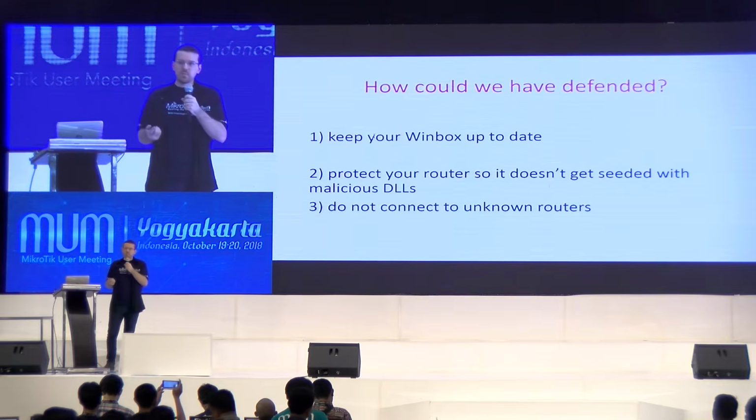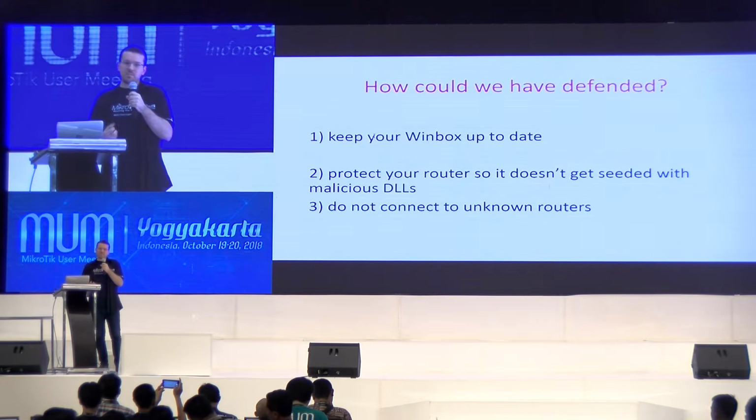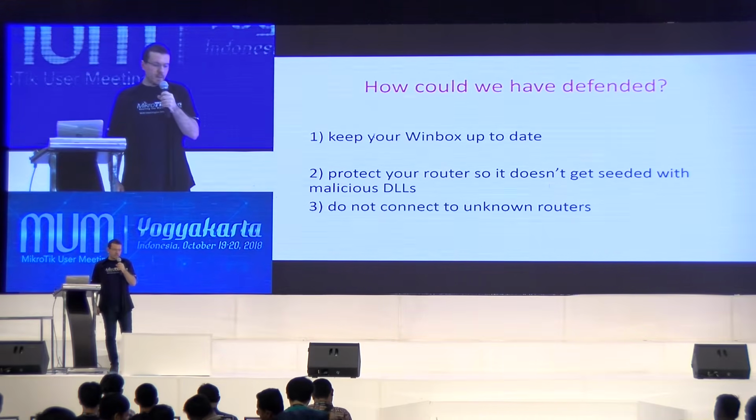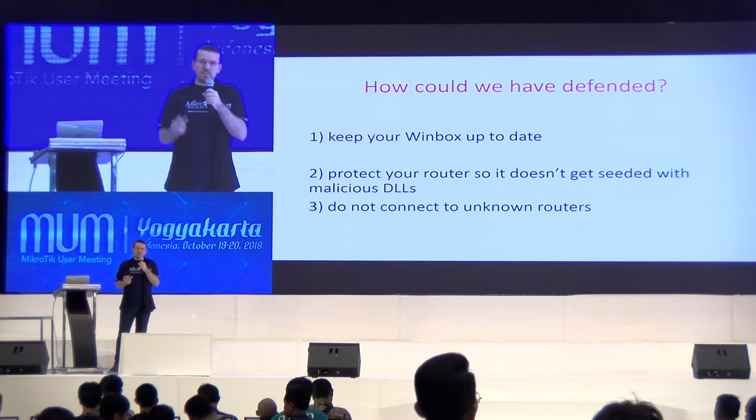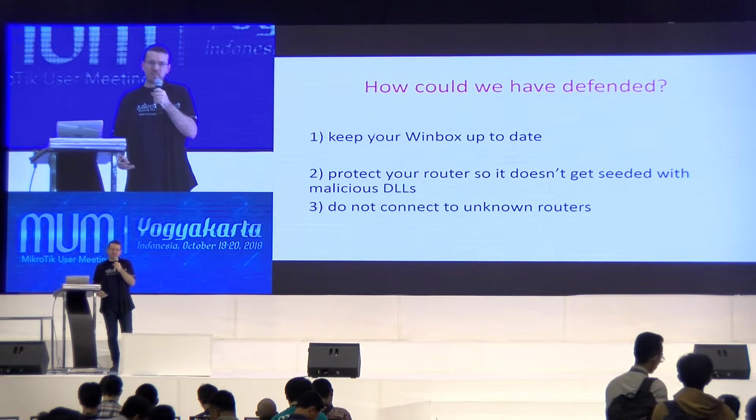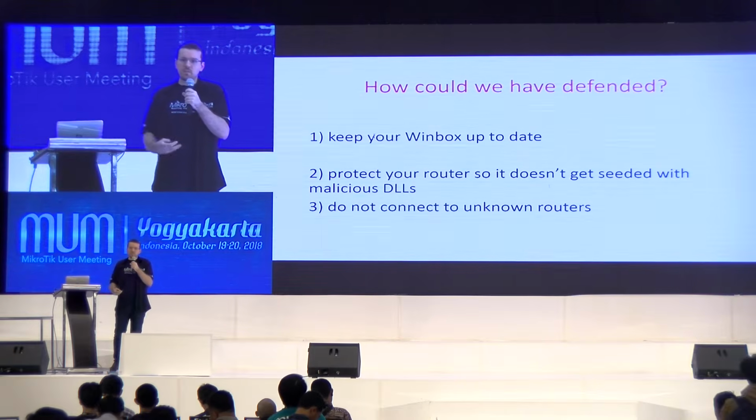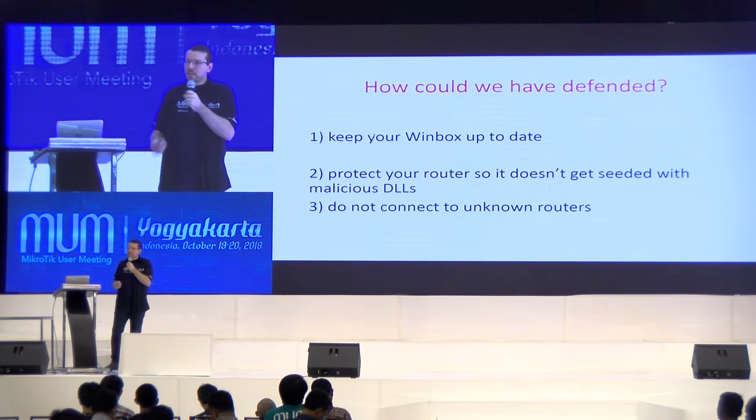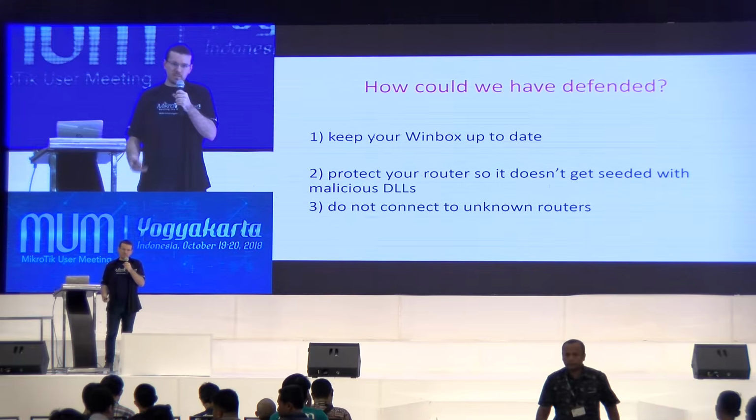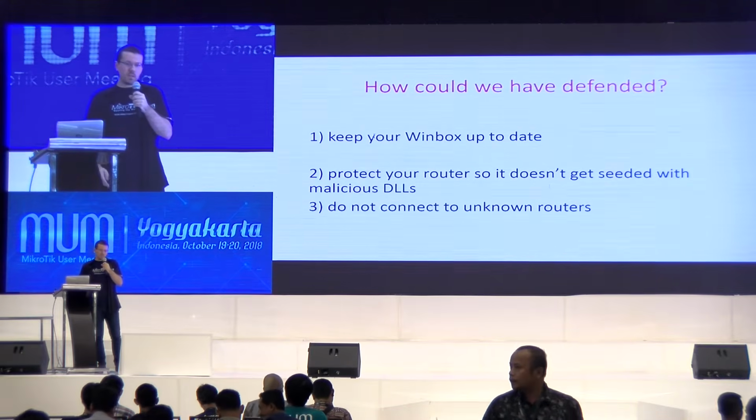So, how could we have defended against this? Well, first of all, make sure to keep your Winbox up to date. If there are any vulnerabilities, MikroTik will patch them, and as long as you use the latest versions of software, you will be fine. How to protect number 2 is make sure to protect your router, since, as we mentioned, this exploit required the router to be compromised first. So, if your router is never compromised, you would not be vulnerable to this particular exploit. And additionally, do not connect to unknown random routers. If you don't control the router and you have a vulnerable version of Winbox, then you are at risk because you don't know what the router is delivering. So make sure to follow good security practices and you will be okay.